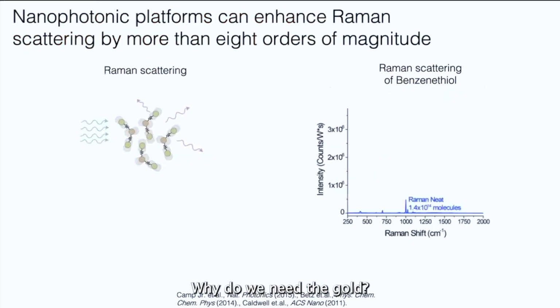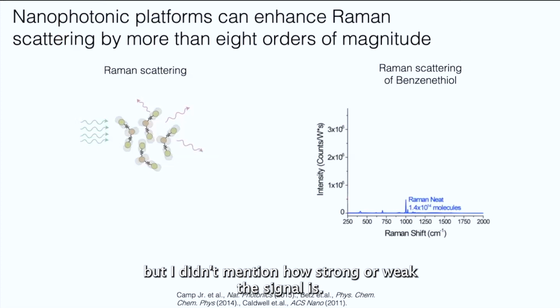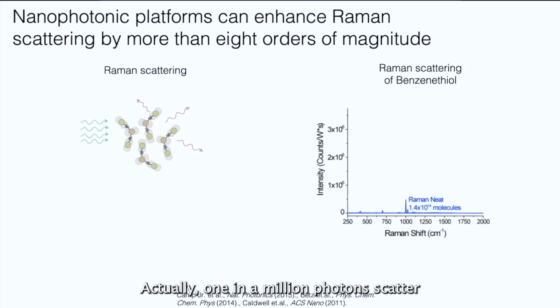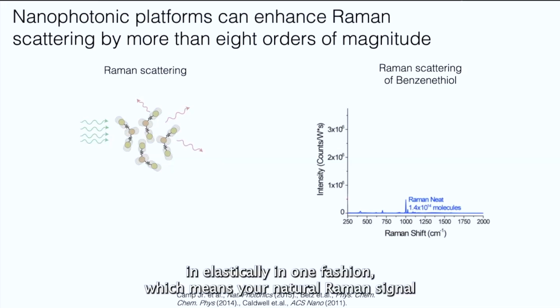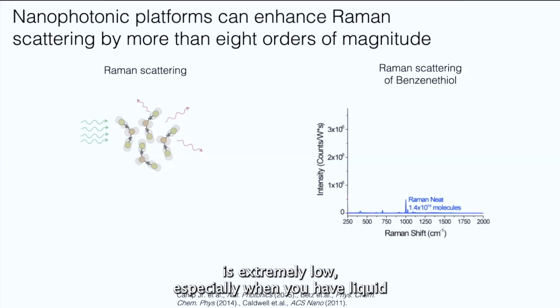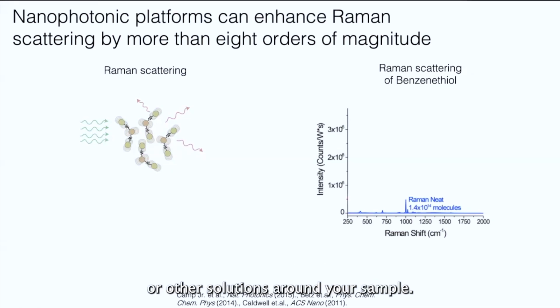Why do we need the gold? Well, I mentioned Raman is specific, but I didn't mention how strong or weak the signal is. Actually, 1 in a million photons scatter inelastically in a Raman fashion, which means your natural Raman signal is extremely low, especially when you have liquid or other solutions around your sample.